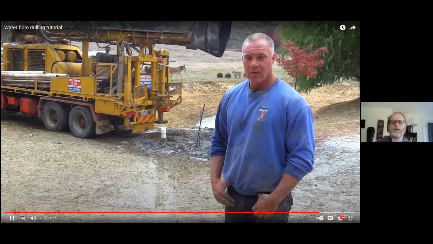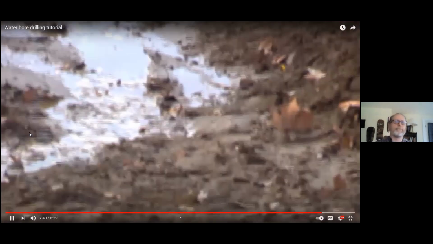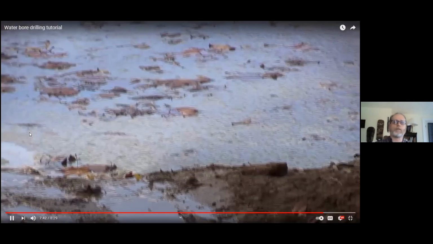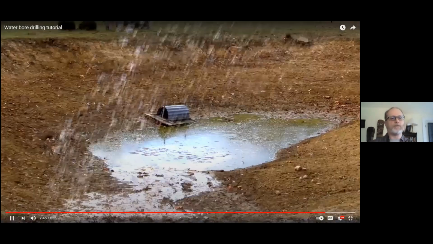For well over 30 years. My father started on the Snowy River scheme when they went through. That's where he got his introduction to drilling, and it's been a family business ever since.